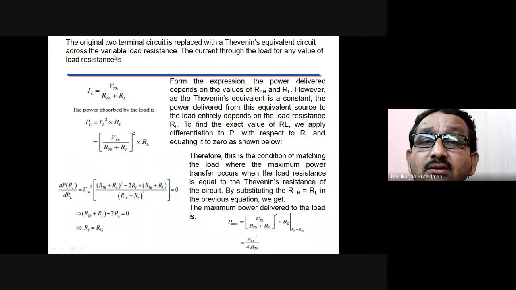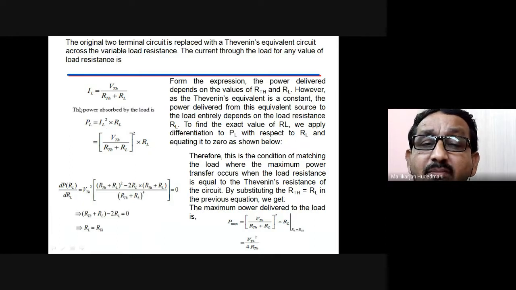I have the original terminals when they are open circuit without the load, and identify the VOC. Then find out the current which is flowing through that terminal when there is a connection of load like that, which is IL, VTH divided by RTH plus RL. Then the transferred power is IL square RL, where I can replace IL in this position and I'll get PL, which is a replacement of IL into RL.